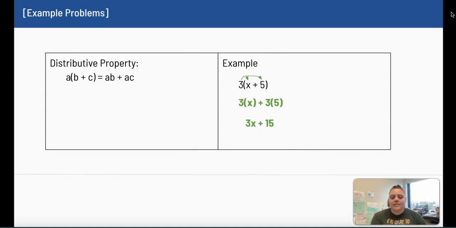Now, 3x and 15 are not like terms. 3x has an x, 15 does not. They are not like terms, so we do not combine them. This is our final answer.